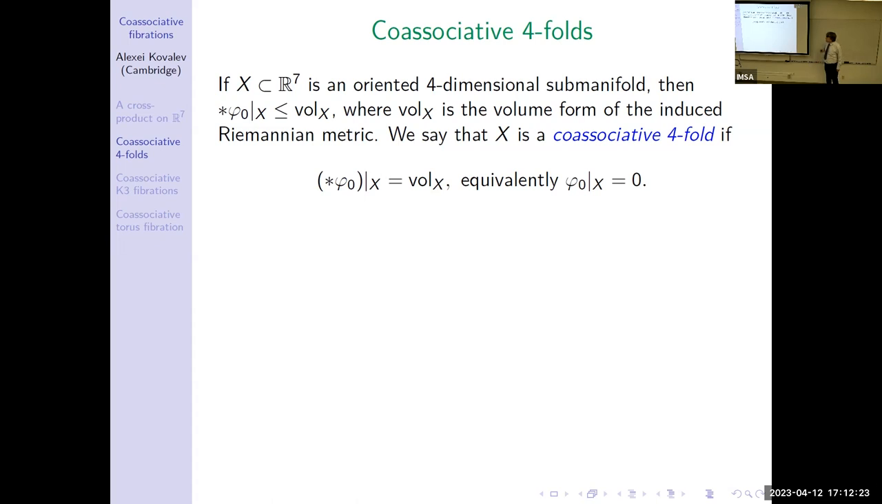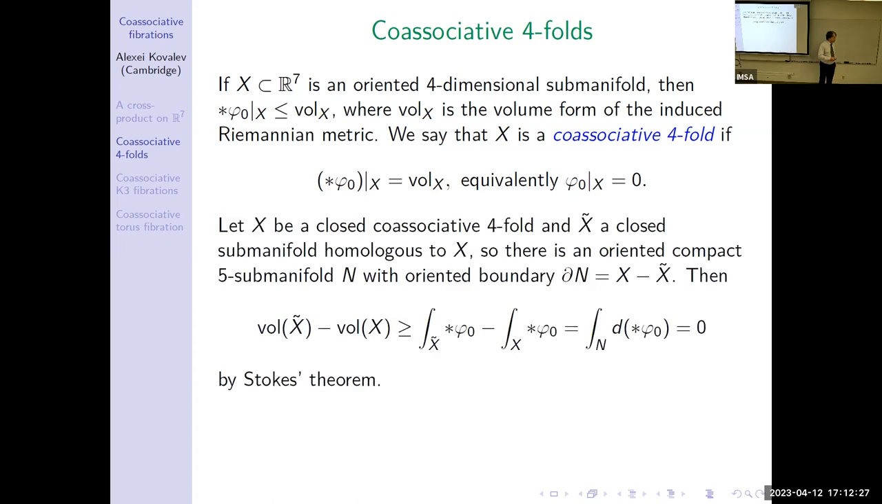Okay, and now some nice properties happen for these co-associative submanifolds. We can do a little bit of a calculation. Here I'm assuming that X is a closed co-associative fourfold, and suppose we consider a perturbation. I'm saying that it must be homologous, but of course that shouldn't be taken too literally.